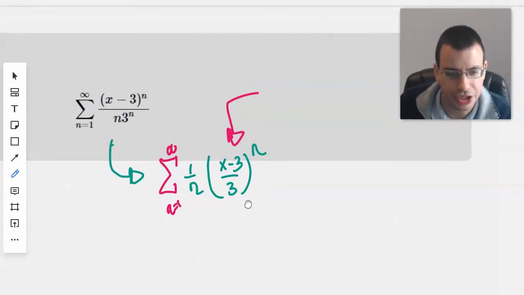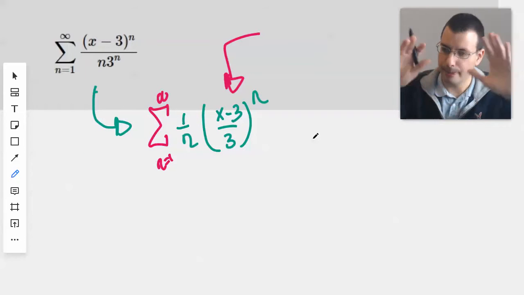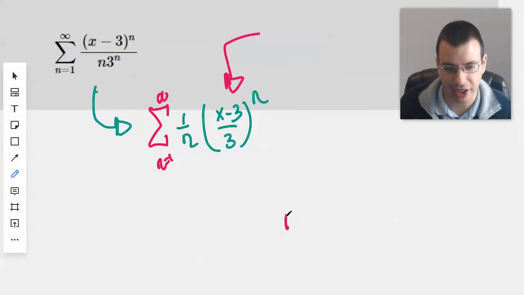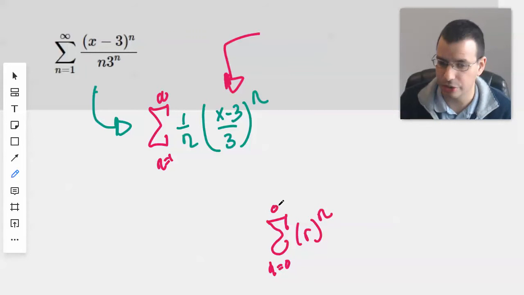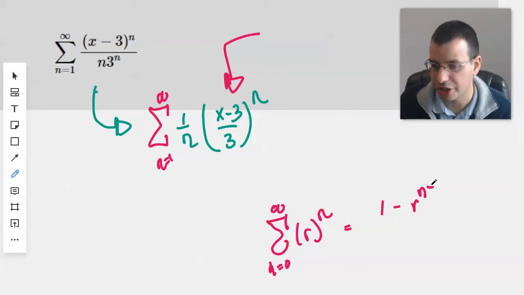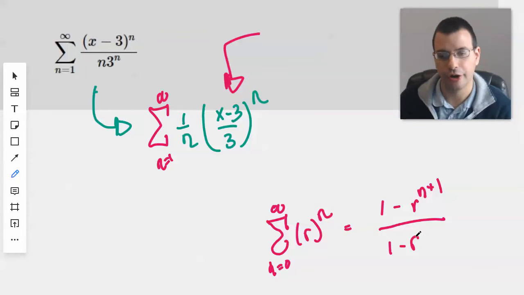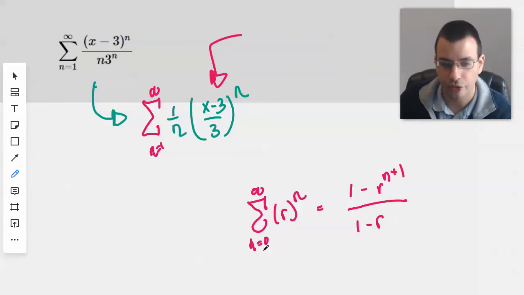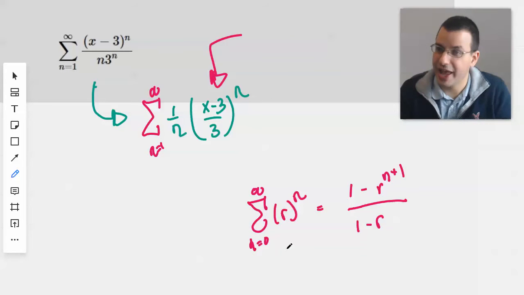For a geometric series, there's something you have to be careful about. Backtrack, slight review. If we have a geometric series of r to the n, n equals 0 to infinity, this will equal 1 minus r to the n plus 1, over 1 minus r. This is what the value of a geometric series will be. We can actually find the actual value of it.